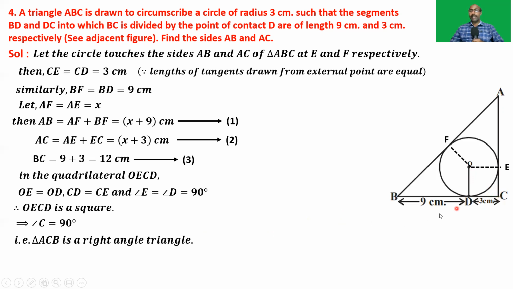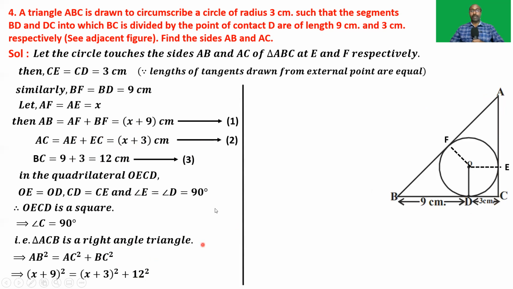As angle C is 90 degrees, triangle ABC is a right angle triangle in which angle C is equal to 90 degrees. So by Pythagoras theorem, we can write AB square, the square of the hypotenuse, is the sum of the squares of the remaining two sides, that is AC square and BC square. So AB square is equal to AC square plus BC square. Now from equations 1, 2 and 3, we can write AB is equal to X plus 9, AC is equal to X plus 3, BC is equal to 12.